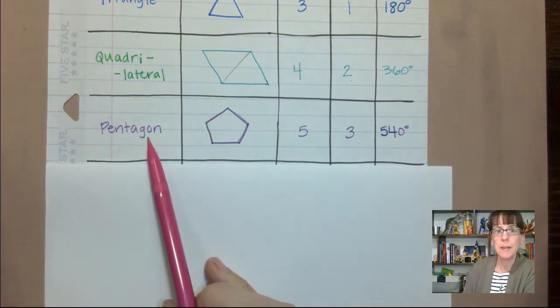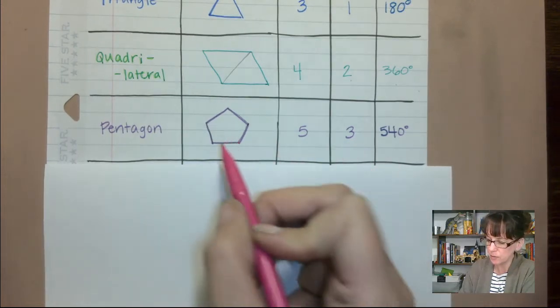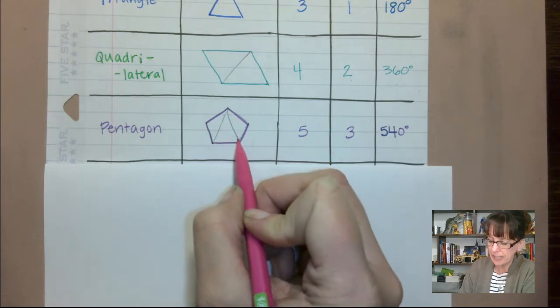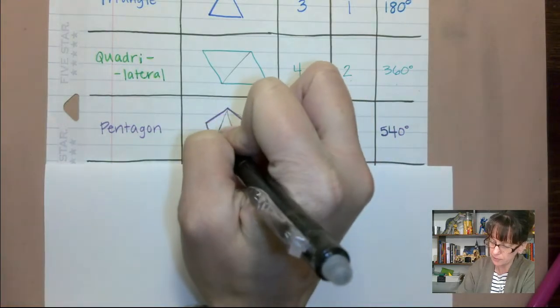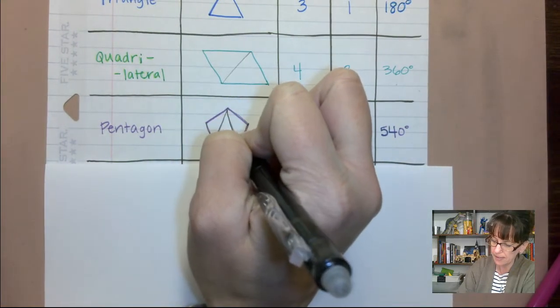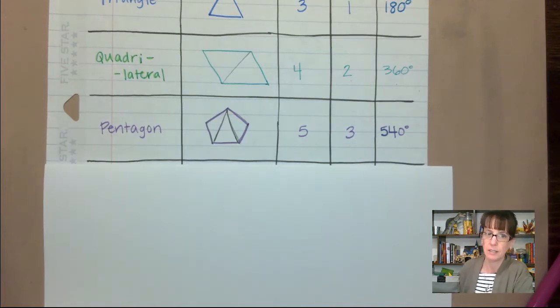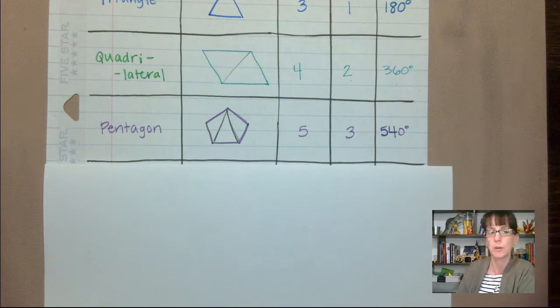So a pentagon, that is a 5-sided figure. Now, how many triangles can we draw? We can draw 3 of them. Go like this, and then again like this. That's kind of hard to see, so maybe I should use some pen. All right, so if we draw like this, and then again like that, you can see that there are 3 triangles in our pentagon, and 180 degrees times 3, we get 540 degrees. You had better be writing this down.